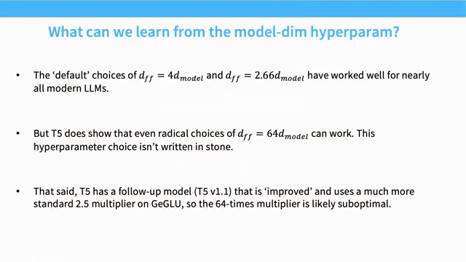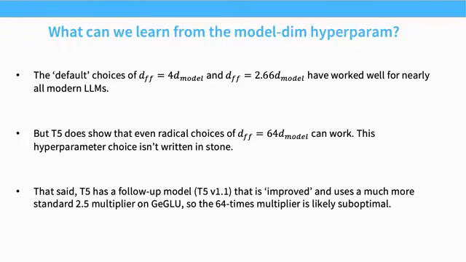Okay, so what can we learn about this hyperparameter? Well, the default choices have worked very well for nearly all modern language models, so you can safely choose that. T5 was a fine model, or the version 1 T5 was a fine model, right? Like it wasn't a bad model. And so even radical choices can technically work, but it's probably going to be compute inefficient.